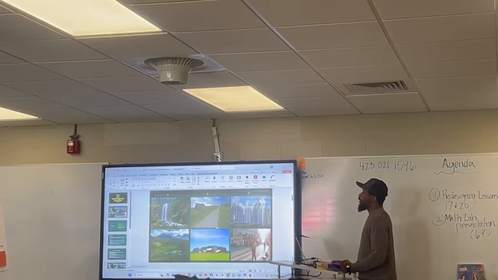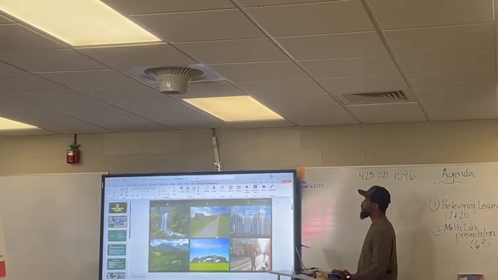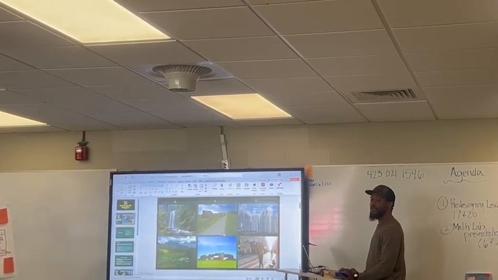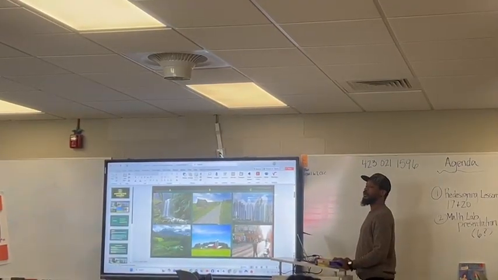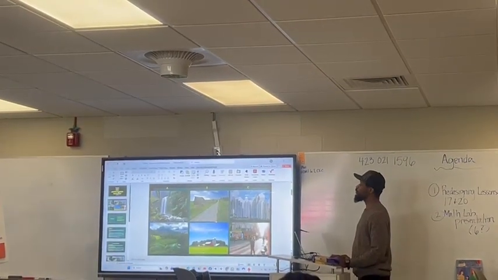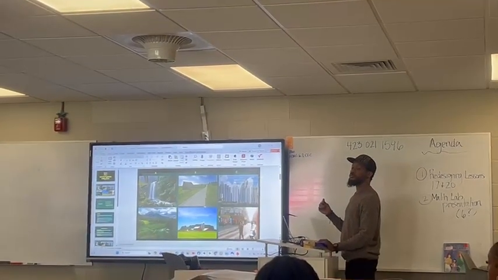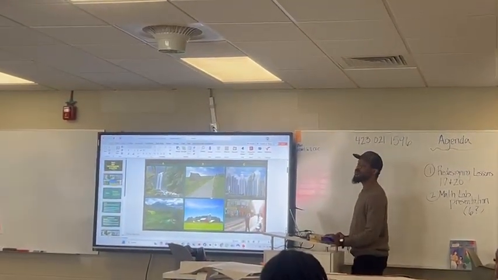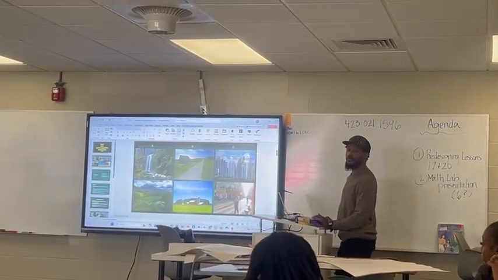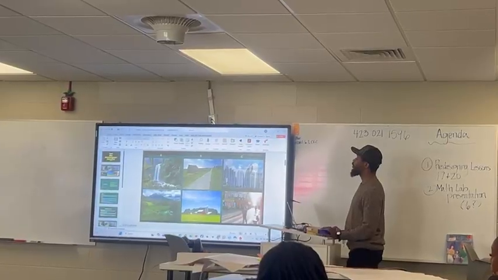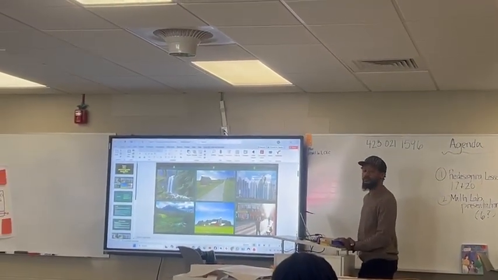So under category A, can you tell me what you can see? What features can you see on the picture under category A? Trees. Waterfall. Mountains. Vegetation, right? And then under category B, what can you see differently from category A?